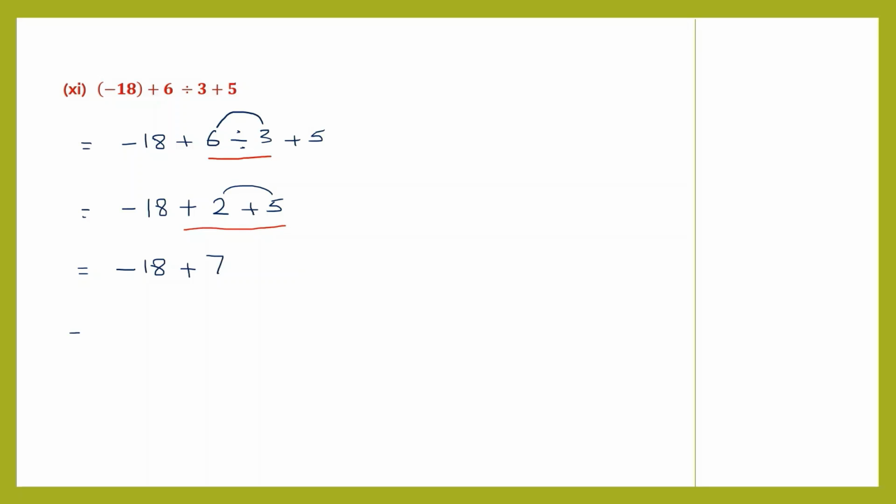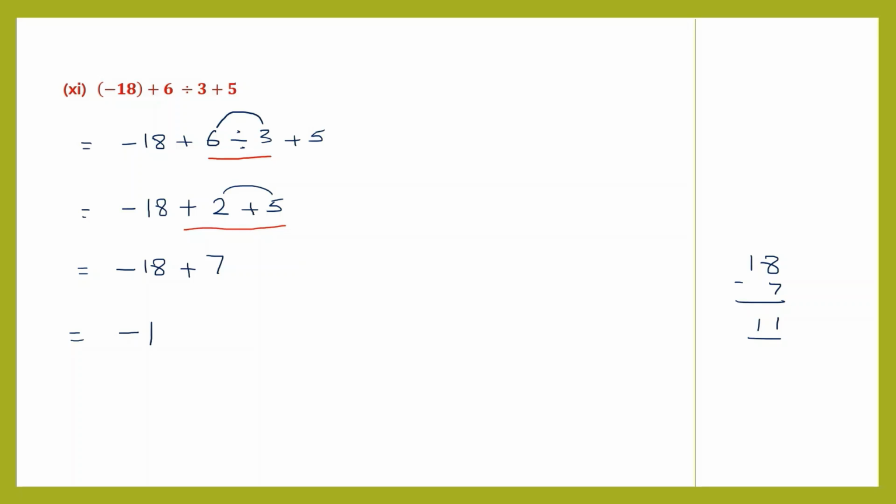Now we have minus 18 plus 7. When signs are different, one sign is minus, one is plus. When signs are different, put the sign of the bigger number and subtract 18 minus 7. So 18 minus 7, 8 minus 7 is 1 and 1 we have 11.